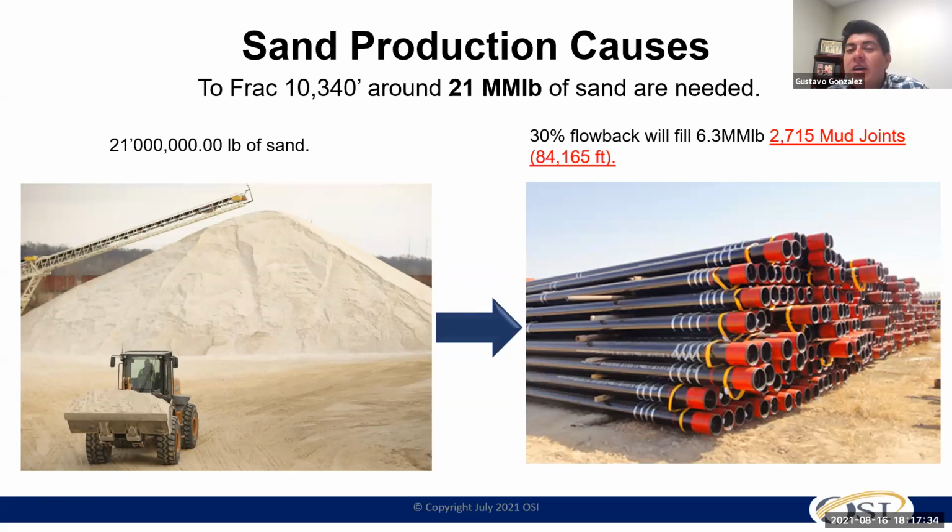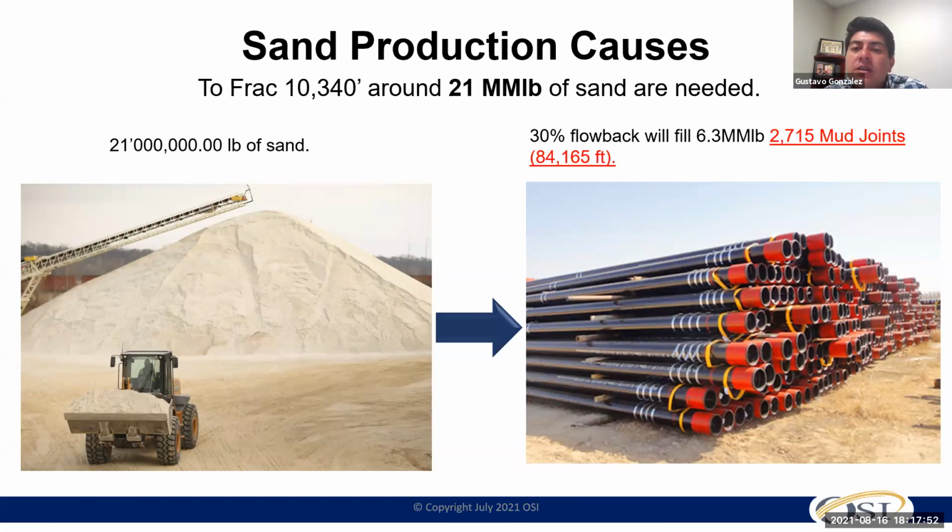So if you now convert this to feet, that is going to be equal to 84,165 feet. So again, just to give you a number, if we have a well that is 8,000 to 9,000 feet, we can fill almost 8 wells on the entire curve section, just full with sand on the initial flow back. So we always deal with a high amount of sand.